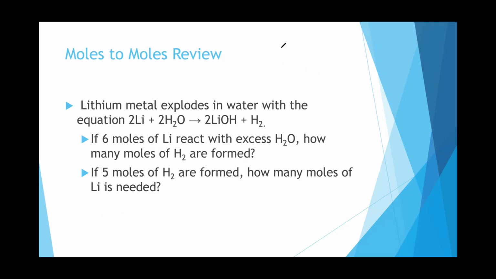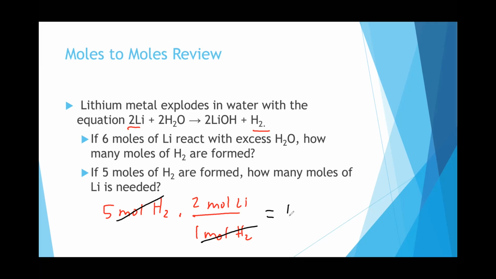Whoopsies, I didn't mean to erase all of it. So we start off with 5 moles of hydrogen. And we want the moles of lithium. So we want the ratio between lithium and hydrogen. This time, since we start off with the moles of hydrogen on the top, we want the moles of hydrogen on the bottom. 1 mole of hydrogen is 2 moles of lithium. Of course, with the same balancing coefficients. We cancel out the moles of hydrogen, so we get 10 moles of lithium.